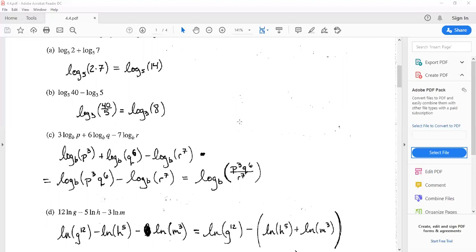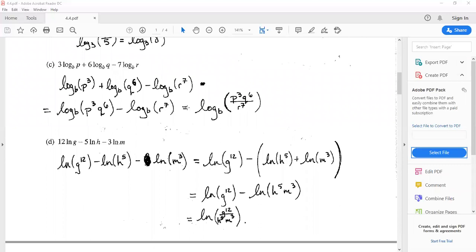All right. One more kind of along these same lines. They give us now natural log. So we'll say natural log each time. So they give us 12 natural log of g minus 5 natural log of h minus 3 natural log of m. Okay, and so I'm going to do a little bit of manipulation with this before I really simplify it.